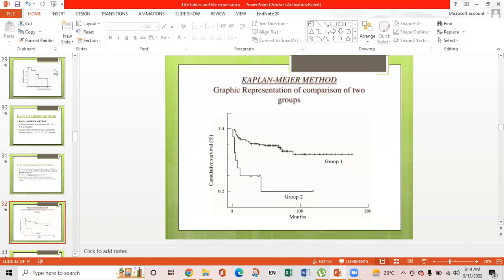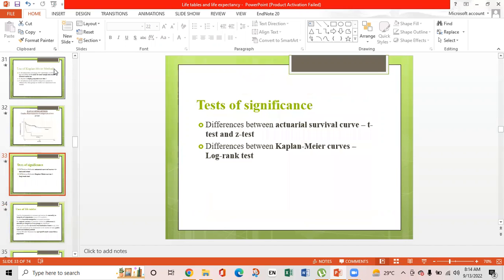Kaplan-Meier method, graphic representation of comparison of two groups. This shows group 1 and group 2 cumulative survival percentages, and age in months is shown. Tests of significance: the difference between actuarial survival curves uses the t-test and z-test, and the difference between Kaplan-Meier curves uses the log rank test.